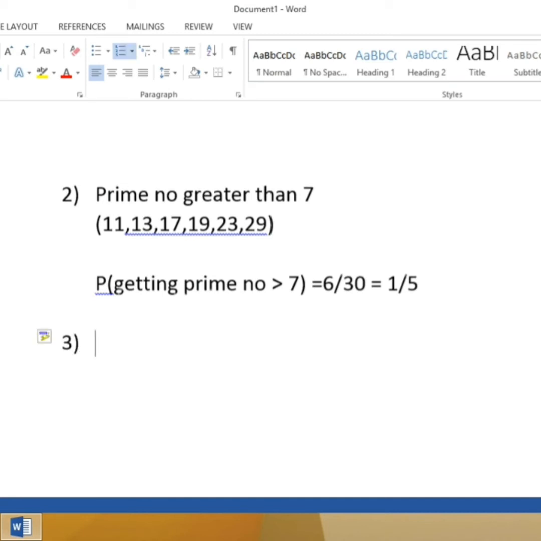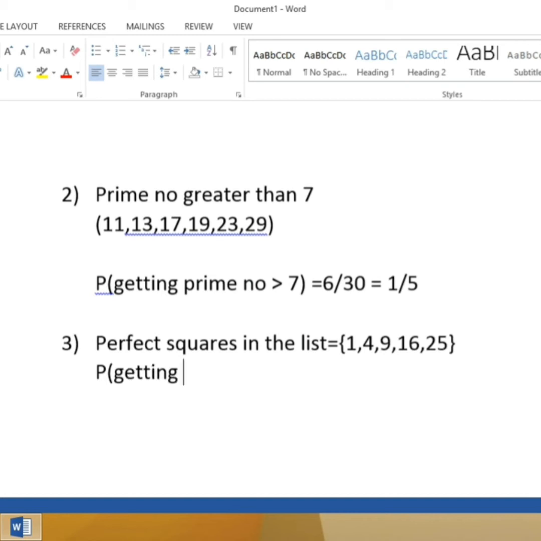Next is the third part of this question. Which of those numbers are perfect squares? So we know the perfect squares are 1, 4, 9, 16 and 25, because up till 30 we have that many. 36 cannot be part of this. So there are 5.